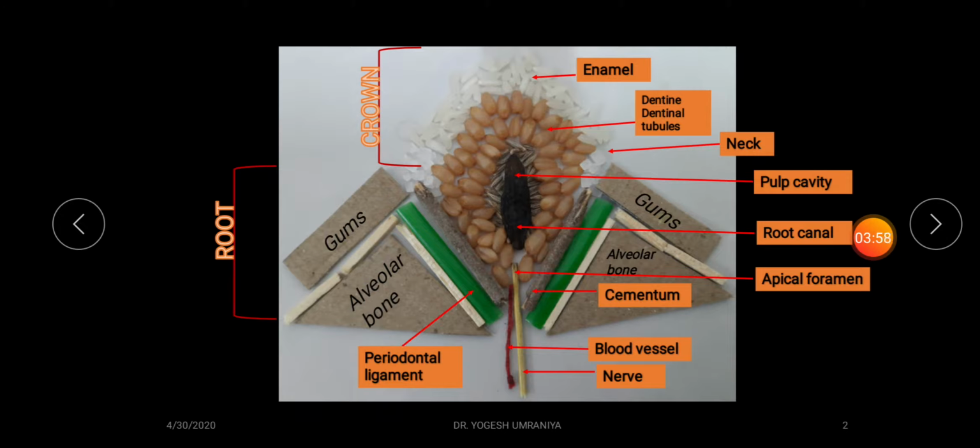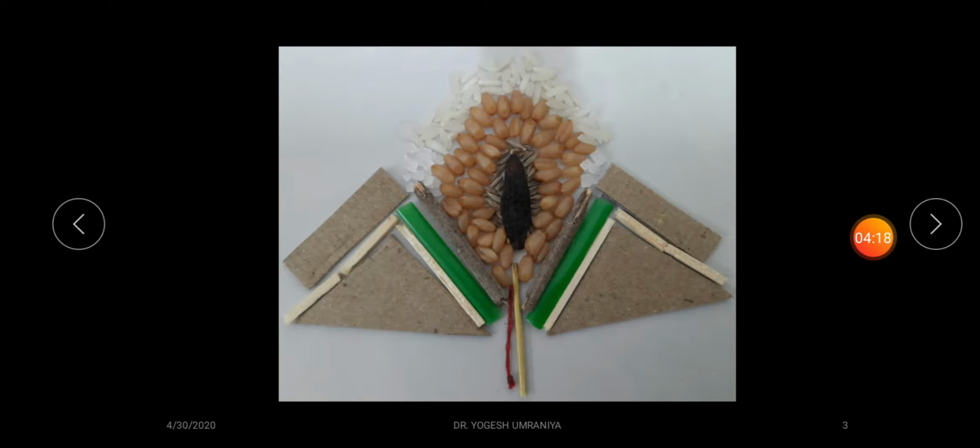Next, you can see the peripheral aspect of this pulp as well as the root canal, that is occupied by the columnar type of cells, and that is referred to as the odontoblast. Now we will see each and every structure in detail.